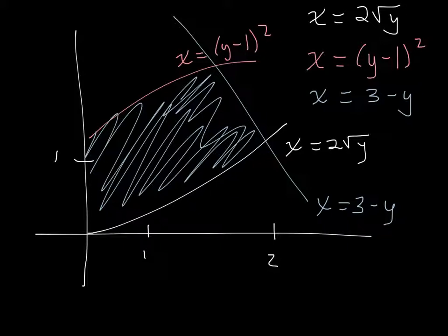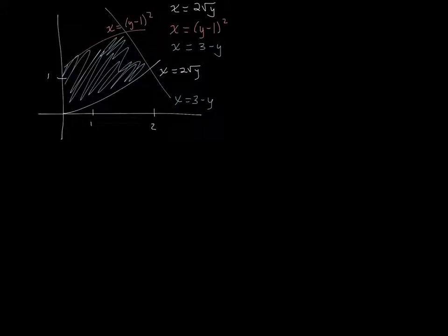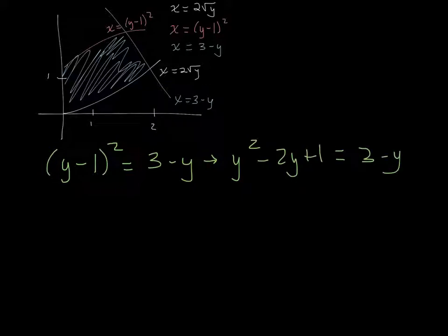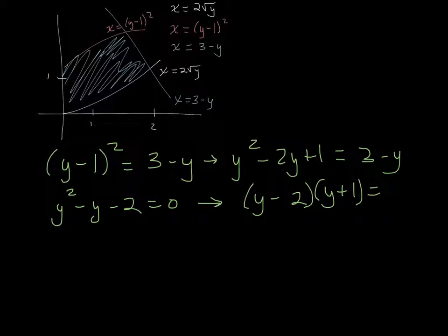Alright, there's a couple of things we can do to manipulate this. First, we can find these values, because all of these are x's, so in other words they're equal. We could say (y minus 1) squared equals 3 minus y. Solving this by squaring, y squared minus 2y plus 1 equals 3 minus y, so y squared minus y minus 2 equals 0. Factoring, (y minus 2)(y plus 1) equals 0. The one we're going to use is y equals 2.